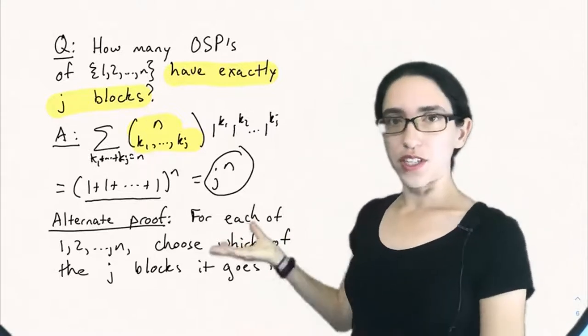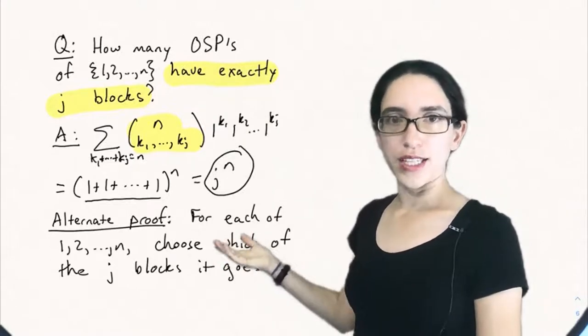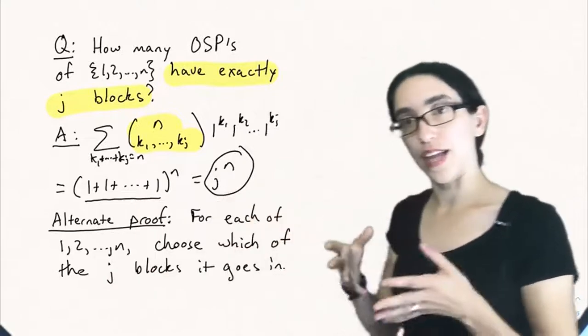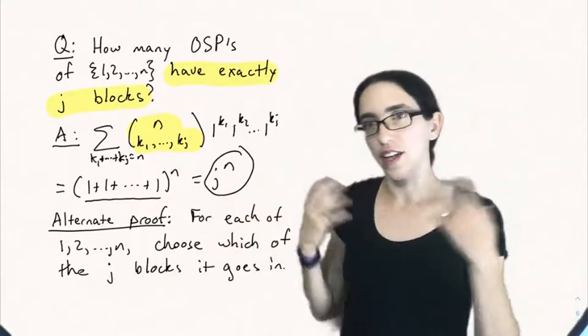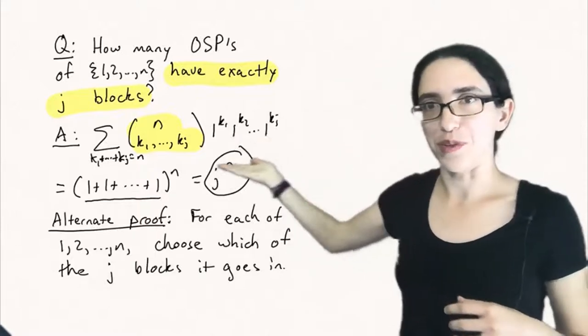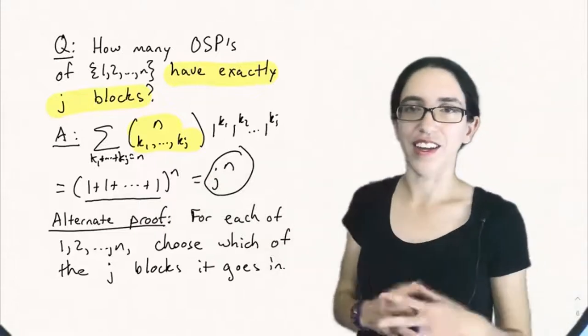Now, this looks like too nice of a formula to not have some direct combinatorial way of thinking about it. An alternate way we could have gotten this answer is that for each number 1 through n, you can just choose which of the j blocks you put that number in. That's a combinatorial way of thinking about it, but I like plugging all ones into the multinomial theorem as well, because it gives a nice connection that directly gives you that j to the n in an algebraic way.